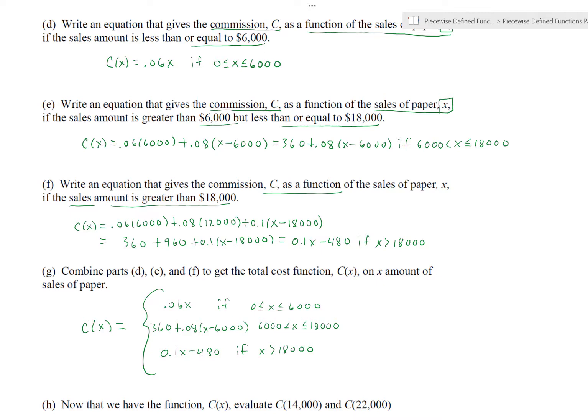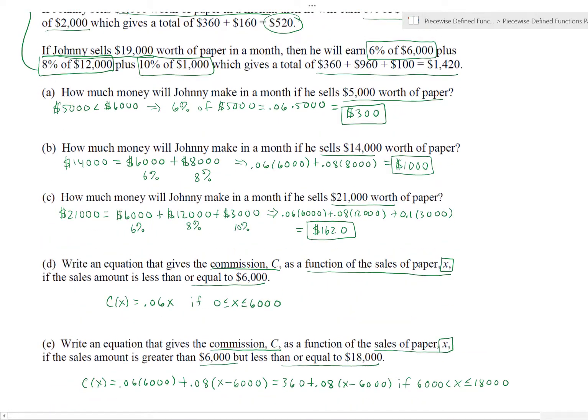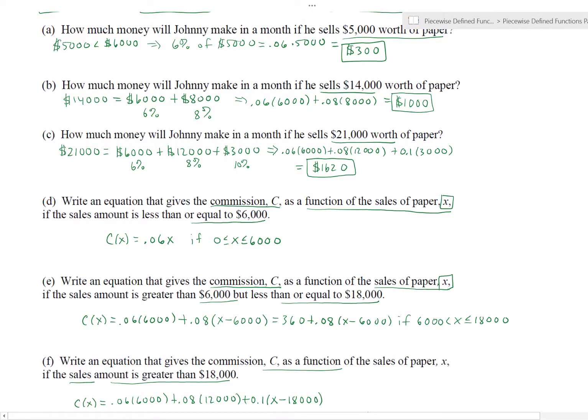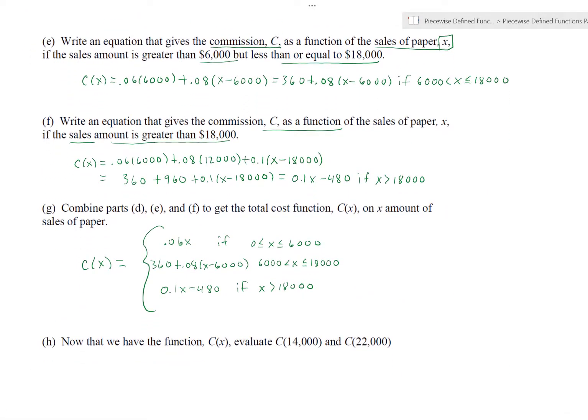A couple more parts now so you can see, every time we were asked a question in parts A, B, and C, we'd have to actually go through the entire process and figure out how much money he got. But now that we have a function, we could just go ahead and evaluate certain values.